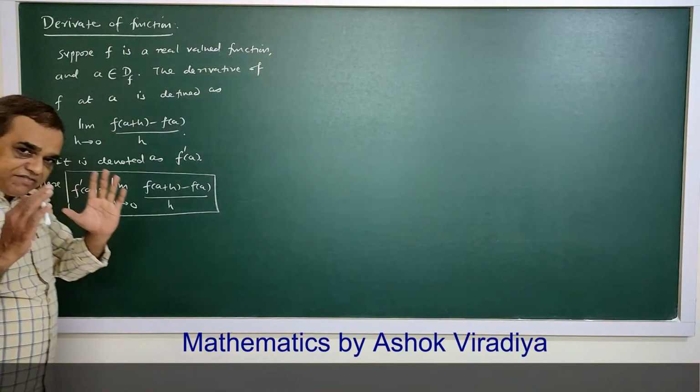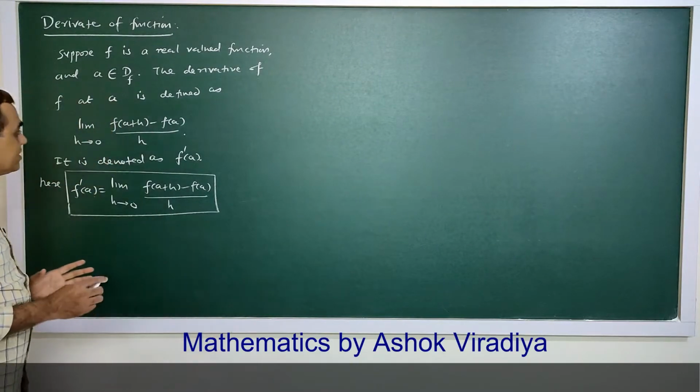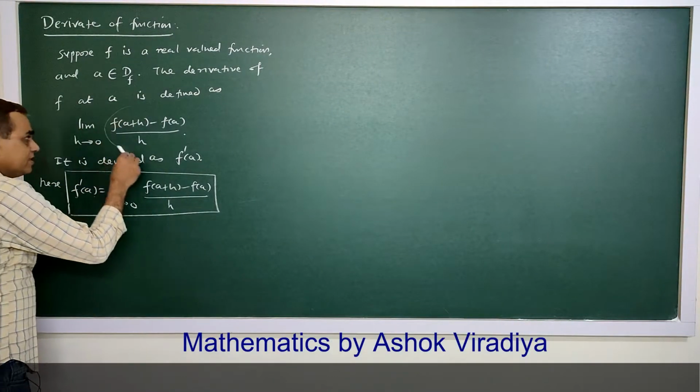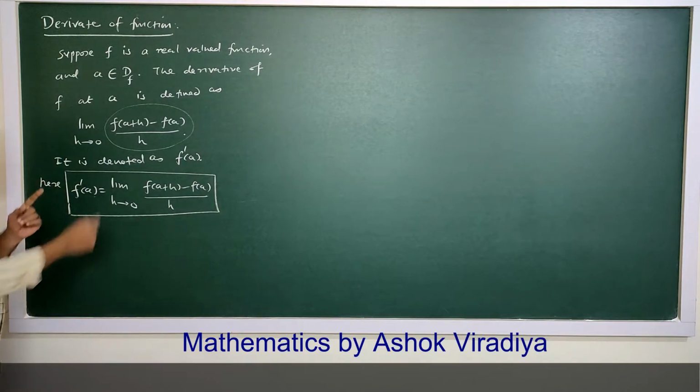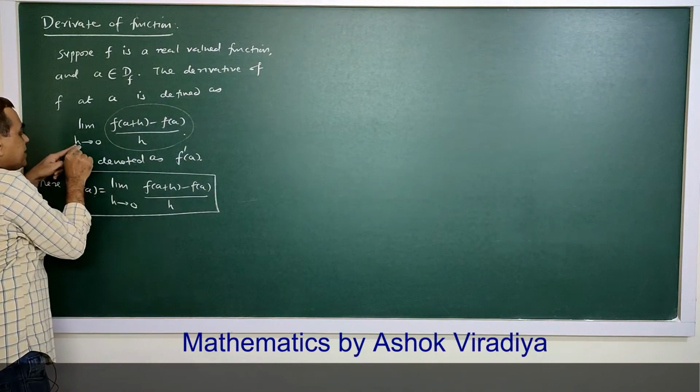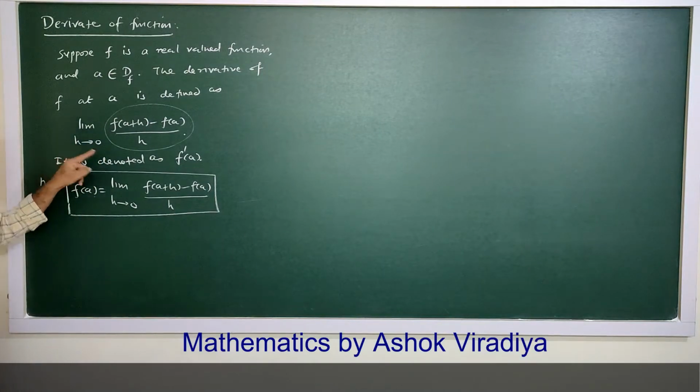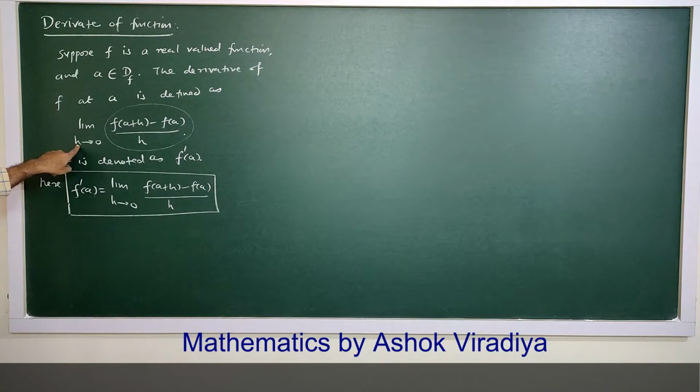So f is any function, then this is a new function whose limit as h tends to 0 is the derivative of f at a. Here in this function h is a variable, h tends to 0. Whatever symbol we keep on the left of this arrow, it is a variable, and this is constant.